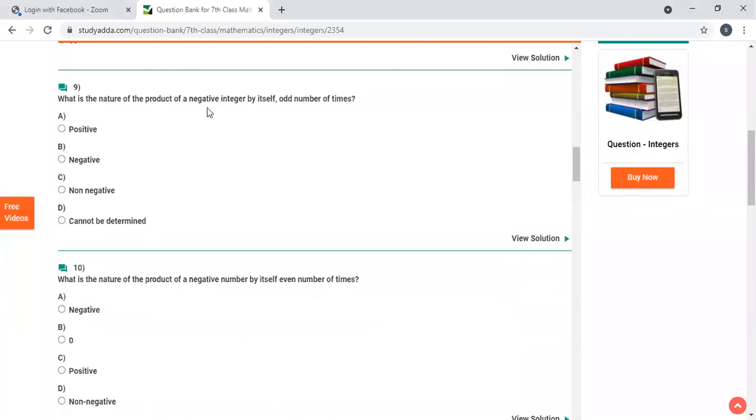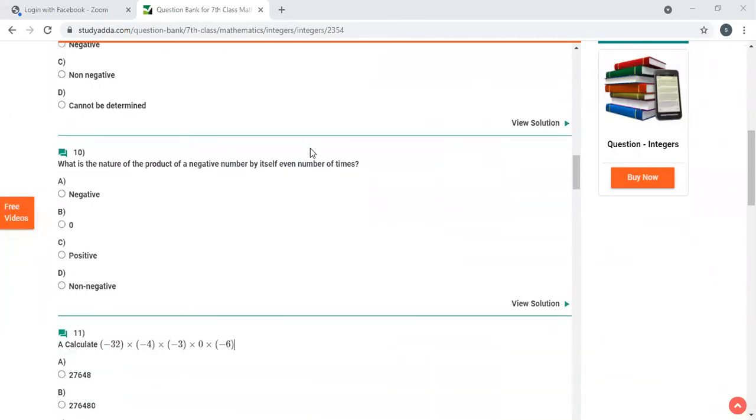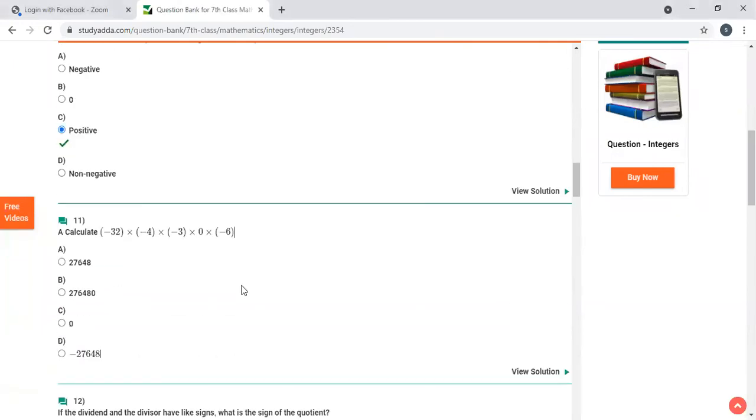What is the nature of the product of a negative integer by itself? Means if you multiply a negative number by a negative odd number of times, yes Guneet? Negative answer. If you multiply odd number of times, then the answer will be negative. If you are multiplying it even number of times, then the answer will be positive.